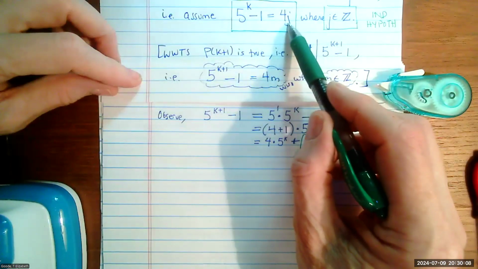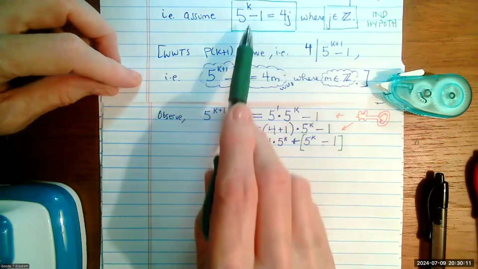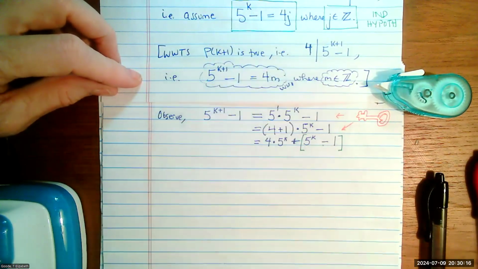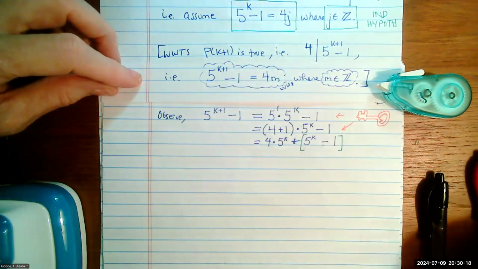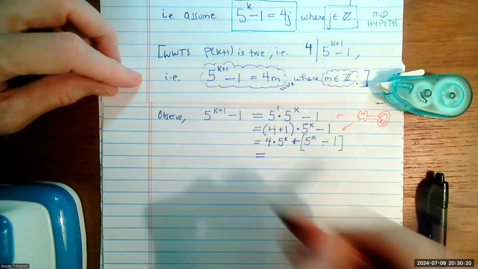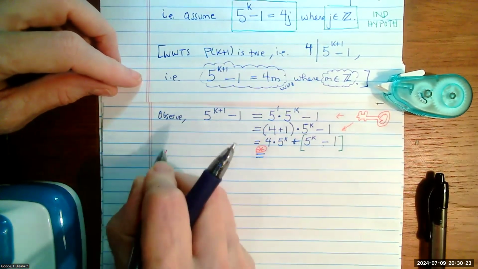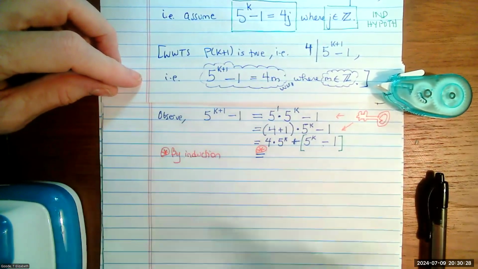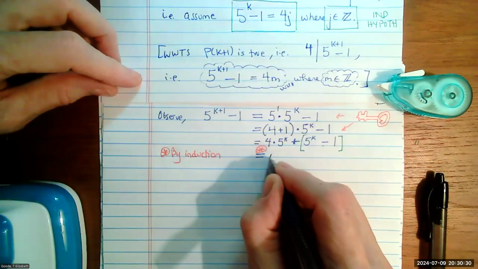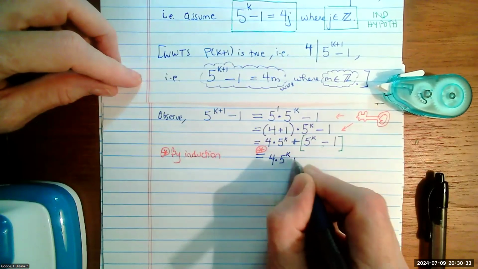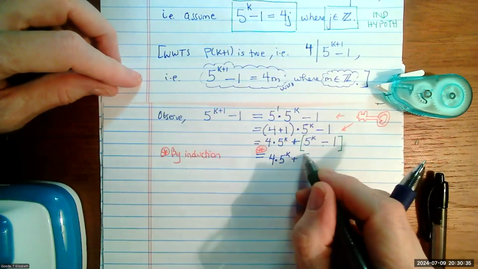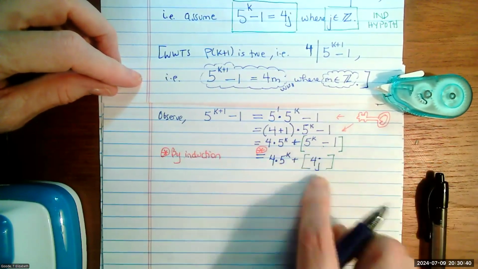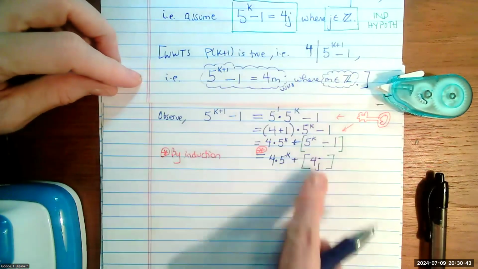I can substitute in 4j there, because we know by hypothesis that 5 to the k minus 1 is a multiple of 4. 4 does divide that. So here comes our sweet induction substitution, where we're going to use our green proof money. And we'll just bring down the 4 times 5 to the k plus, and now we can substitute in 4j for 5 to the k minus 1 by induction. See, we just used that.